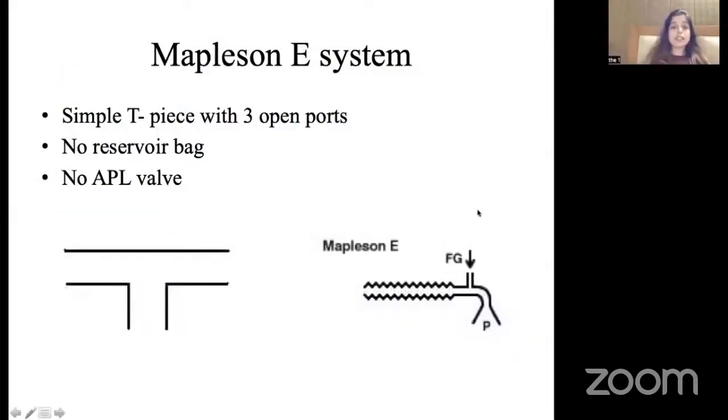Now the Mapleson E system. It is a simple T-piece with 3 open ports. There is no reservoir bag and no APL valve.